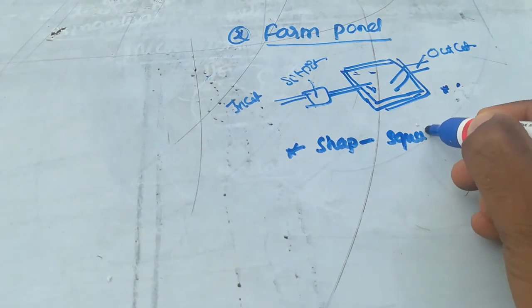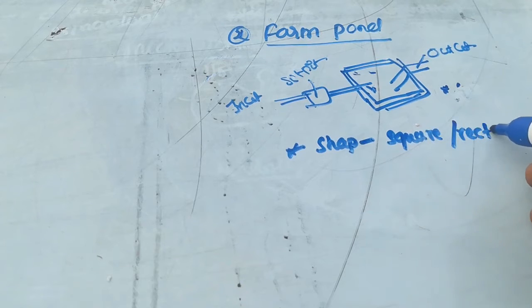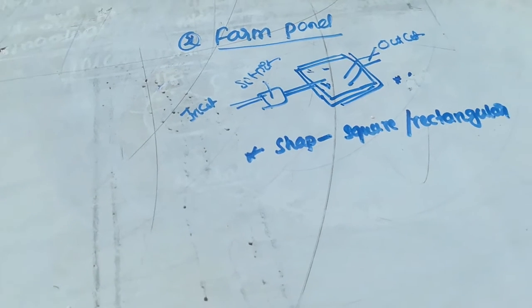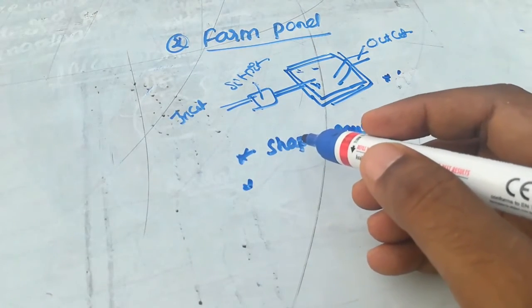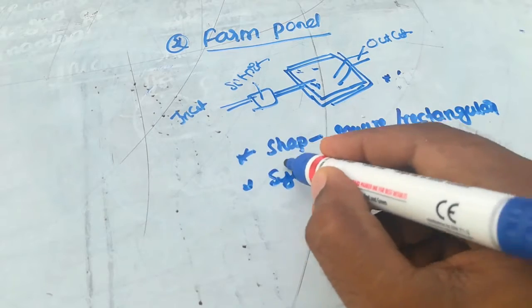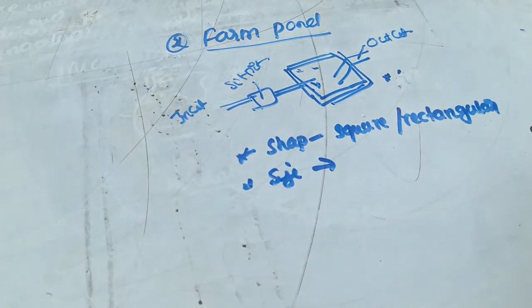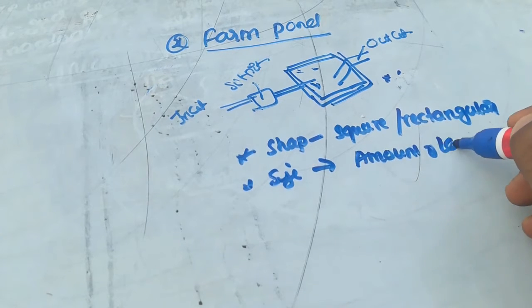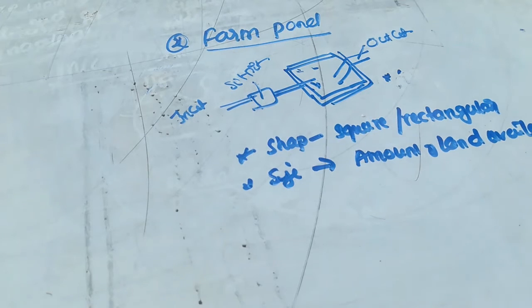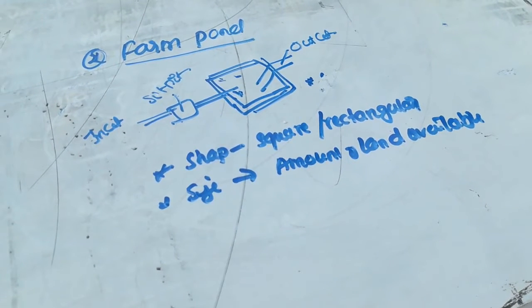The shape is square or rectangular, and the size depends on the amount of land available. We can develop a bigger size also.